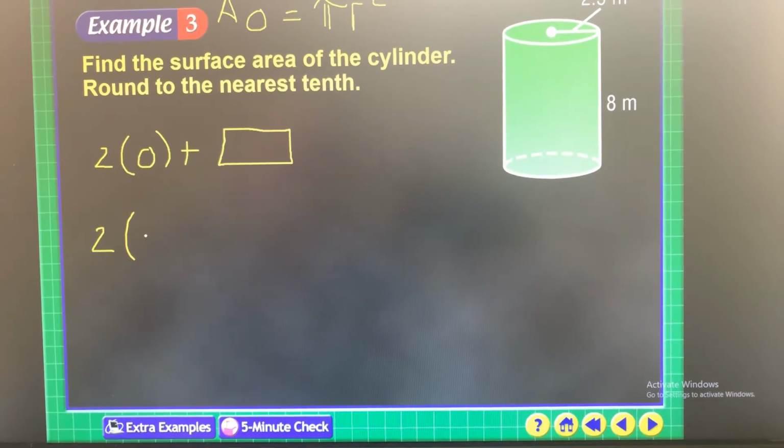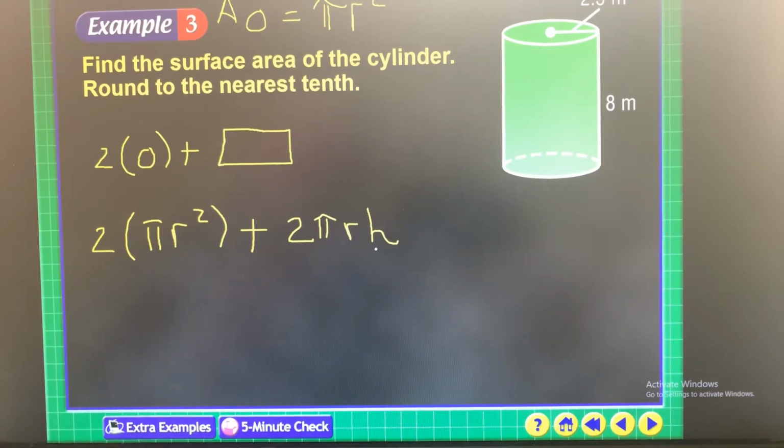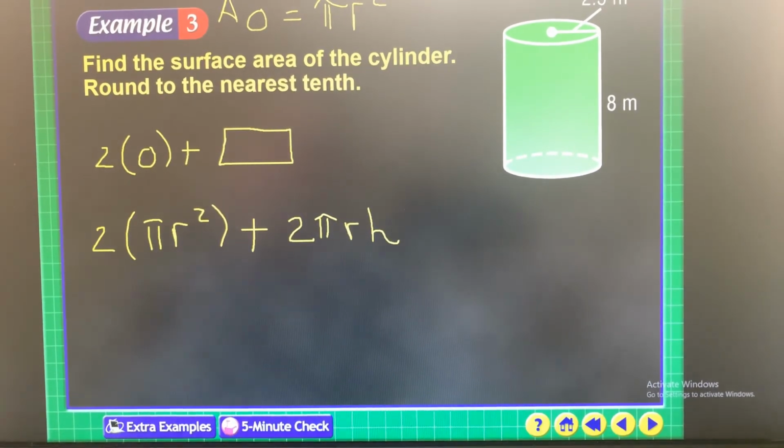So you have 2 pi r squared plus, this part is 2 pi r h. I can explain that to you. Just see if you can pay attention. Remember, the distance around the circle is a circumference, okay? Circumference of a circle, if you remember, circumference is equal to pi d, right?